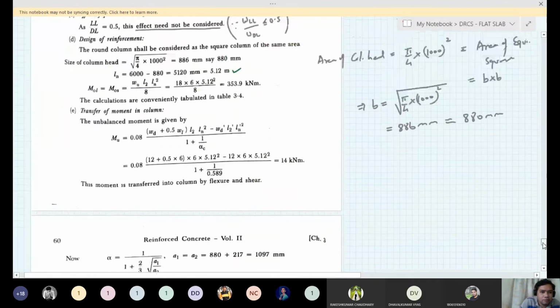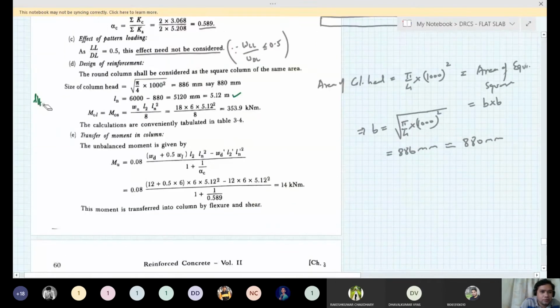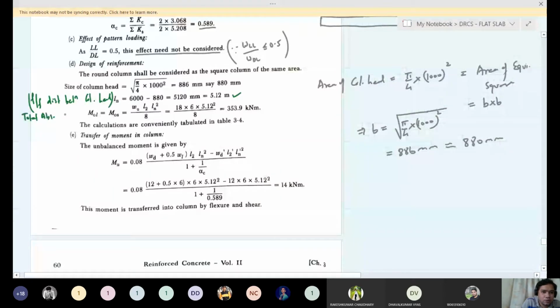So this is nothing but the face to face distance between column heads, ln. So you can now find out the total absolute moment, that is M naught.